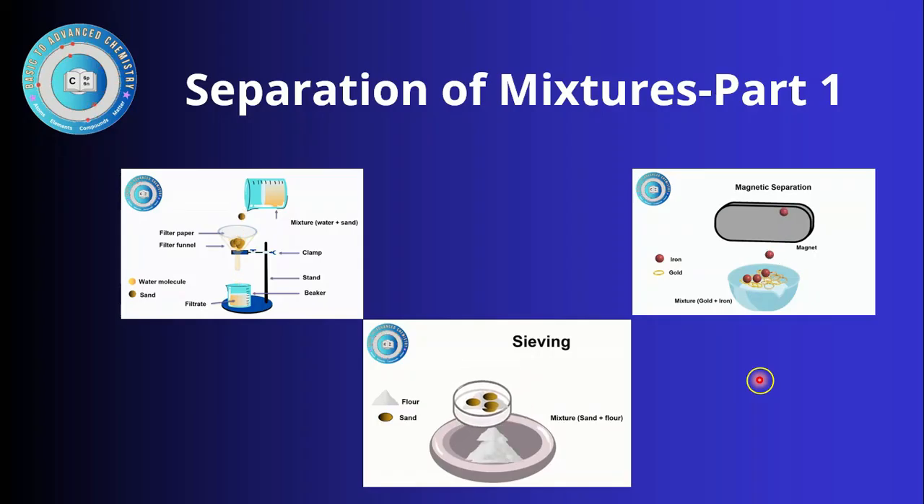In our previous videos, we discussed types of mixture. Mixtures can be divided into heterogeneous and homogeneous mixture. Today, we are going to learn how to separate the components of the first type of mixture, that is heterogeneous mixture. So, we are going to learn a lesson on separation of mixtures, part 1.